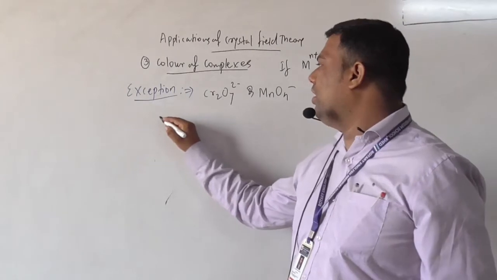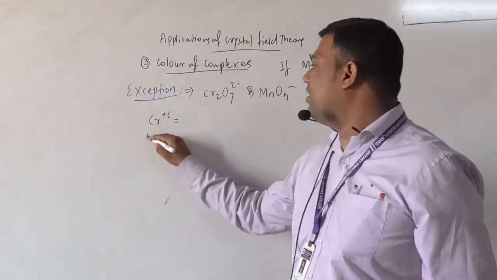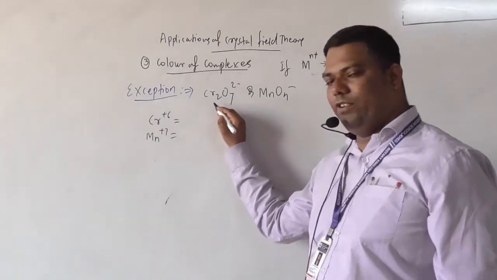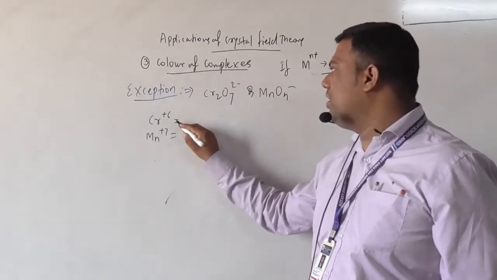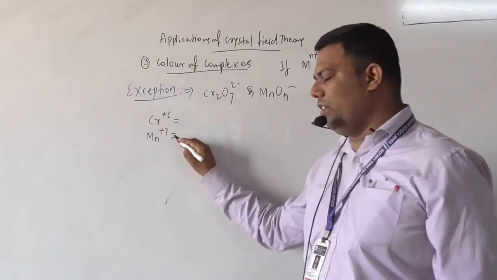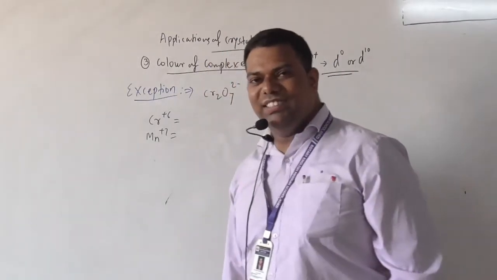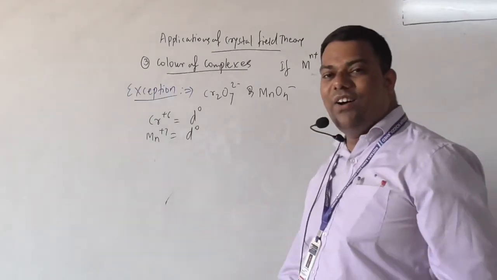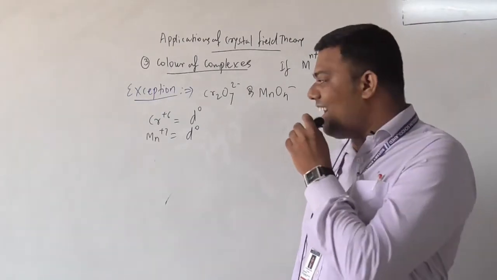So here Cr is plus 6, and here Mn is plus 7. If you are calculating the oxidation number of this Cr, how much is it? Plus 6. And in this, Mn is plus 7. So in both the cases there is a d0 configuration. Now how do we conclude that these are colored?